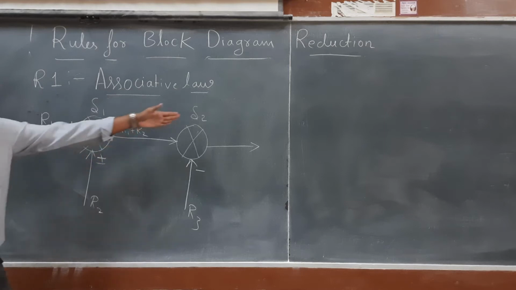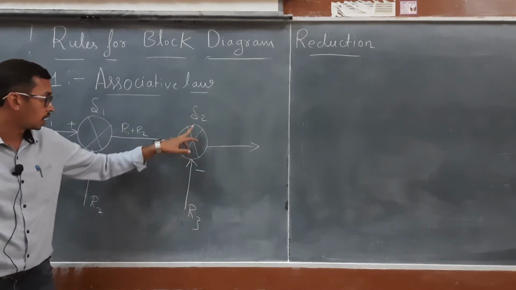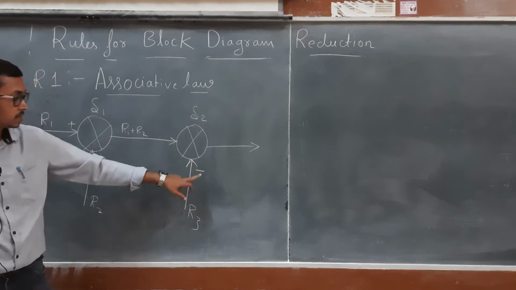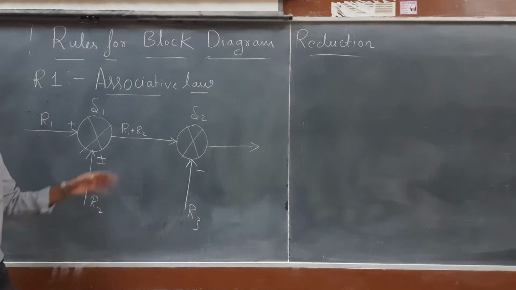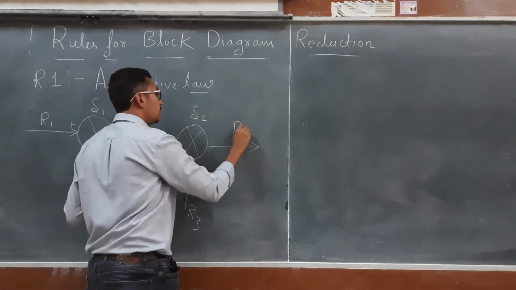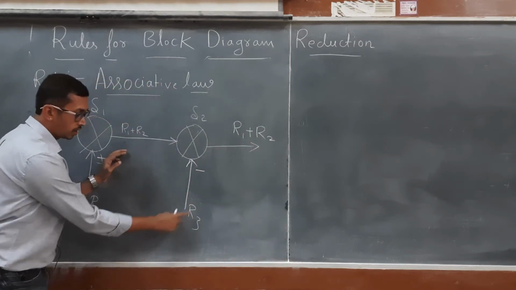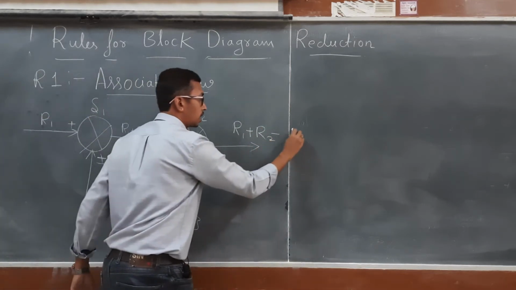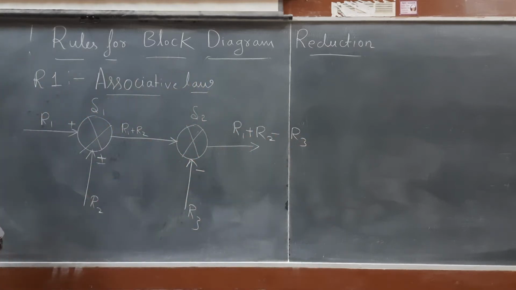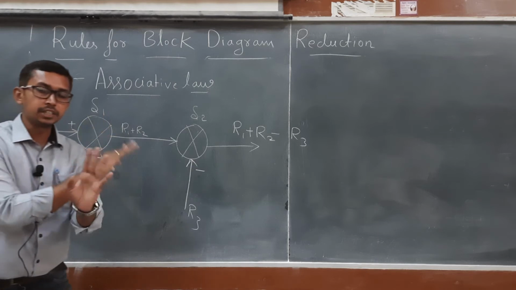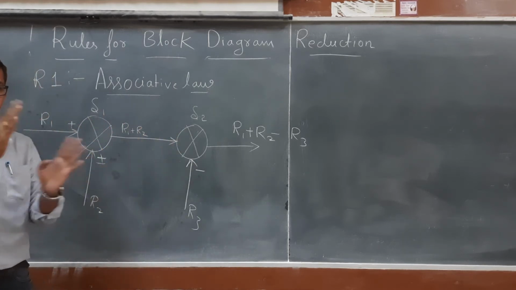That will be the input for summing point 2. There is another input to summing point 2, that is R3 with the symbol of minus. As I told, it will be algebraic summation. So the output will be R1 plus R2, next minus R3. So this is the output. Now, what is the meaning of associative law? I can interchange the summing points.